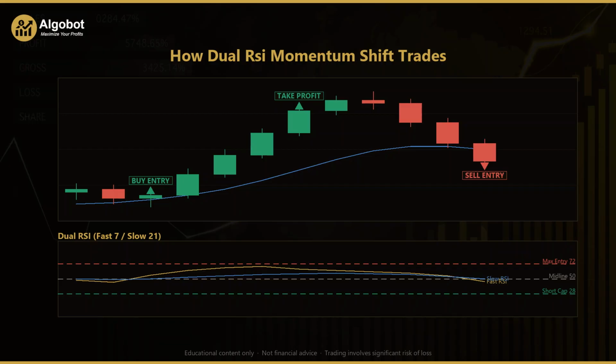The fast RSI crosses below the slow RSI, and it's now beneath the midline of 50, but still above the 28 short cap, so we're in bearish territory without being overextended. On price, this candle has closed below the EMA, and the EMA itself has turned down and is sloping lower. Every short condition mirrors the long ones, so the sell entry marker appears.